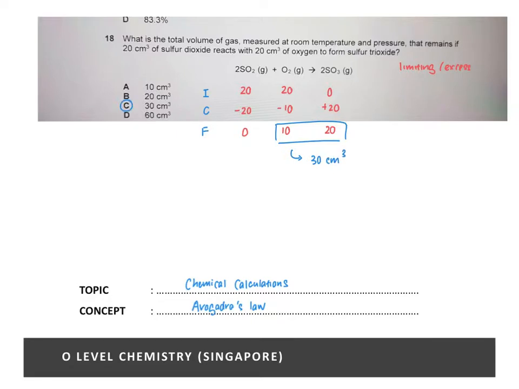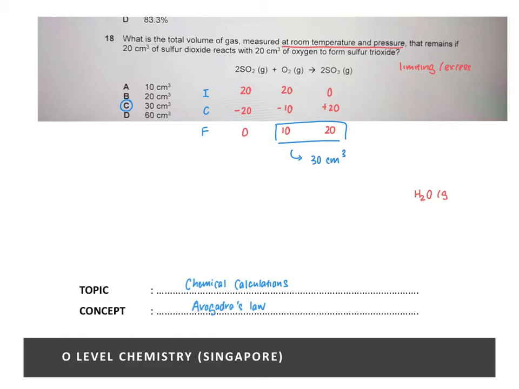Now for questions where you see measured at room temperature and pressure, you must be on the lookout for gases that will condense at room temperature and pressure. A famous example will be in the combustion of a hydrocarbon. Under the high temperatures, water will be formed as steam.